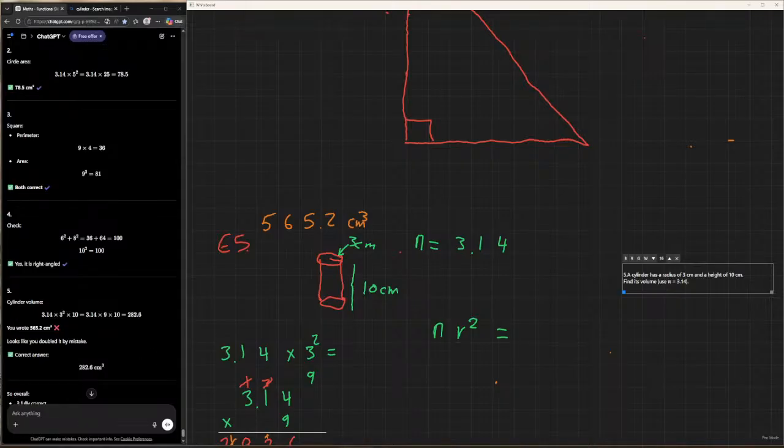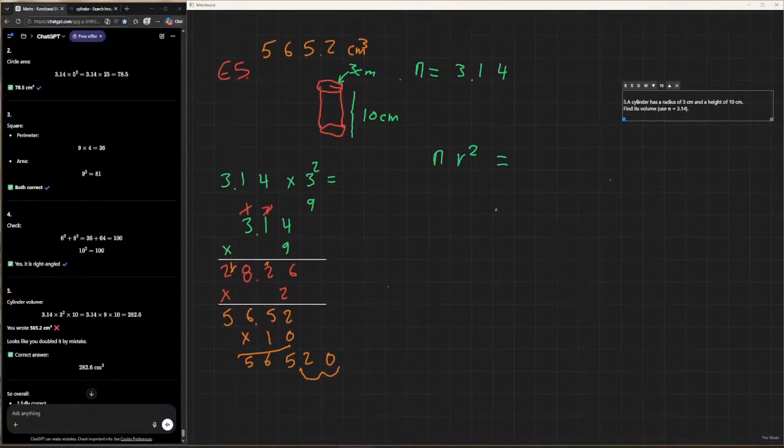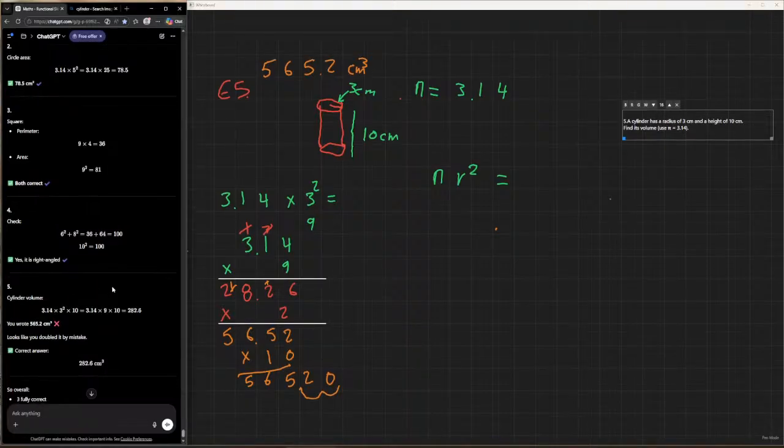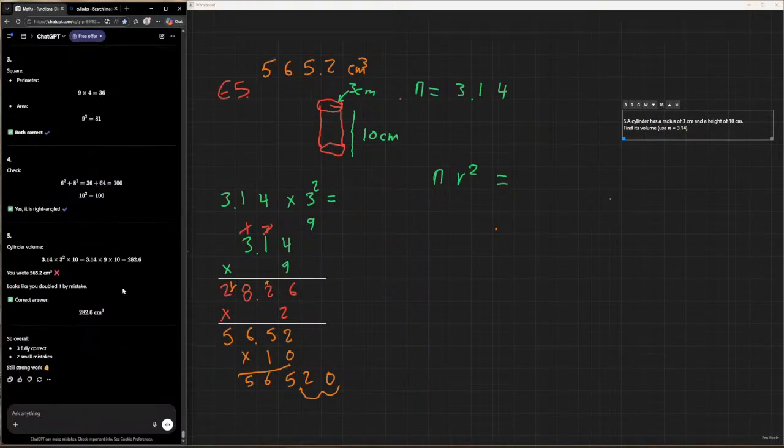Alright, so let's scroll a little bit further. And here we are, and so wait a second. The pi r squared times 10, times 9 and then times 10.